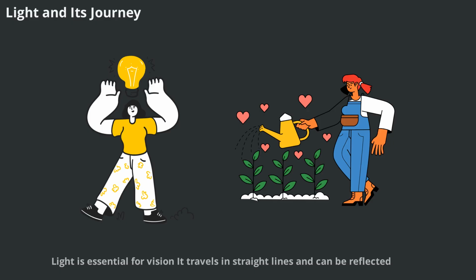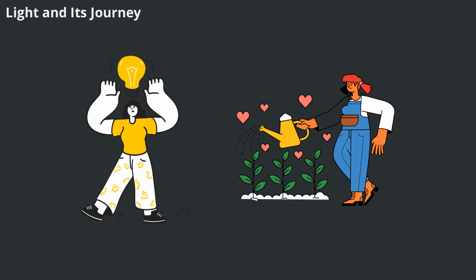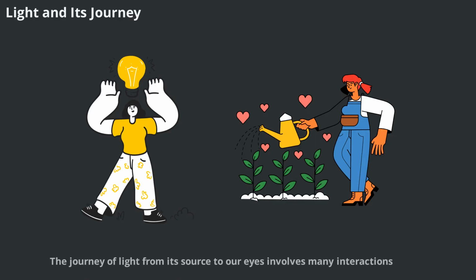Light is essential for vision. It travels in straight lines and can be reflected, refracted, or scattered depending on the medium it encounters. The journey of light from its source to our eyes involves many interactions, each contributing to the rich visual experiences we enjoy. Understanding light's behavior is key to unlocking the mysteries of vision and color.